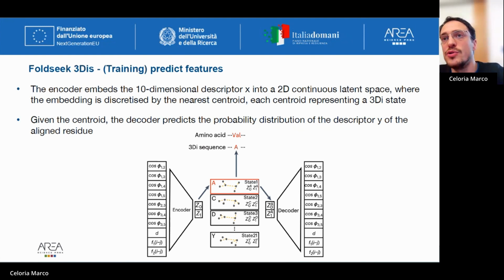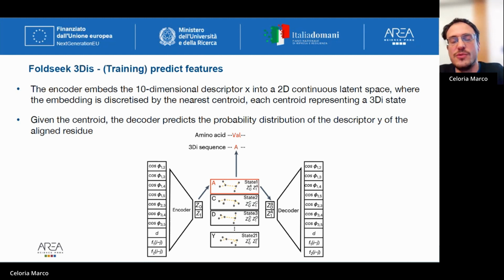We perform an encoding and we project our 10 variables into a two-dimensional plane, the latent space, where we cluster the representation, find the nearest centroid, and each centroid represents a letter in the latent space. And then we ask from this latent space to get back to the physical description.